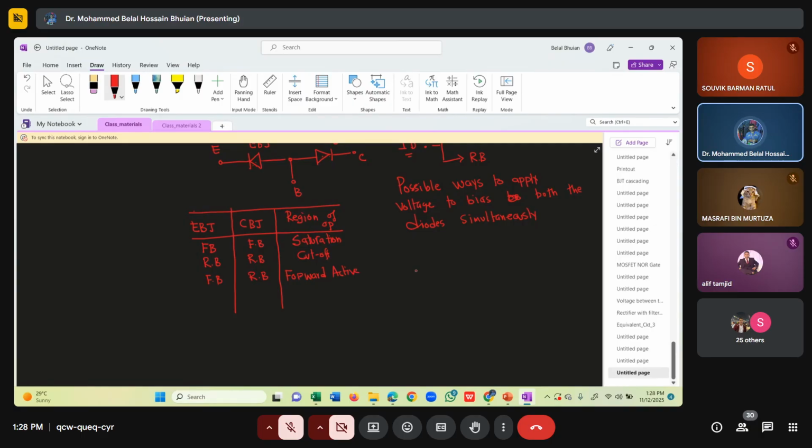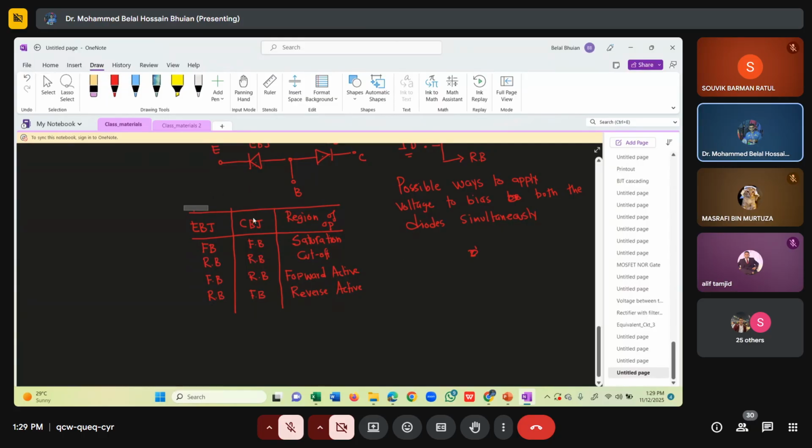And the fourth one is emitter to base junction reverse biased and collector to base junction forward biased. This is called reverse active. It goes by 2 to the power n, 2 to the power 2, so 4 possible combinations. So these are the four possible ways we can apply voltage.